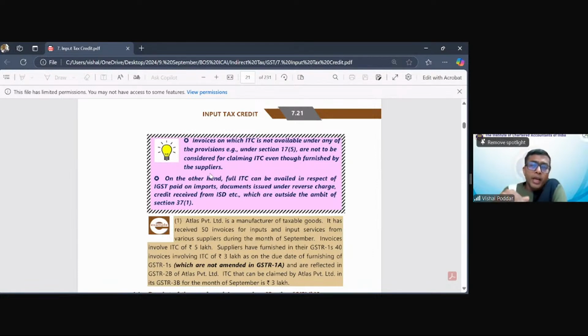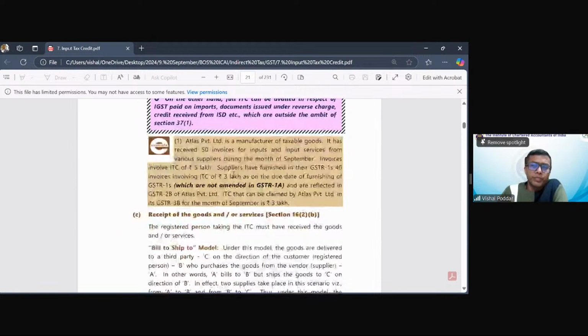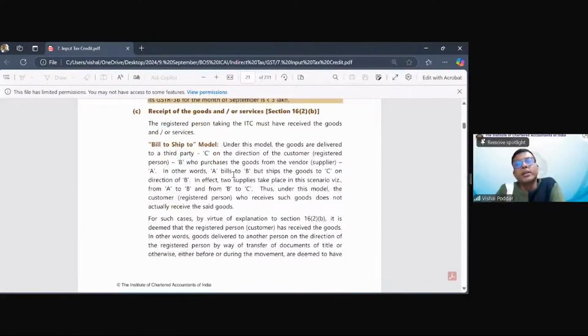Because if you avail it and if you utilize it, it will become a default and you will be liable to interest and penalty. On the other hand, full ITC can be availed in respect of IGST paid on imports, documents issued under RCM, and credit received from ISD, which are outside the ambit of 37(1). So these are not part of 37(1), meaning the suppliers of these items are not uploading anything in the portal, but you can claim it by yourself and it will be allowed to you. This is the second condition.